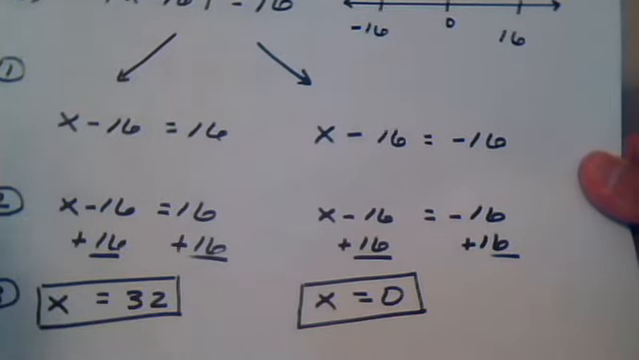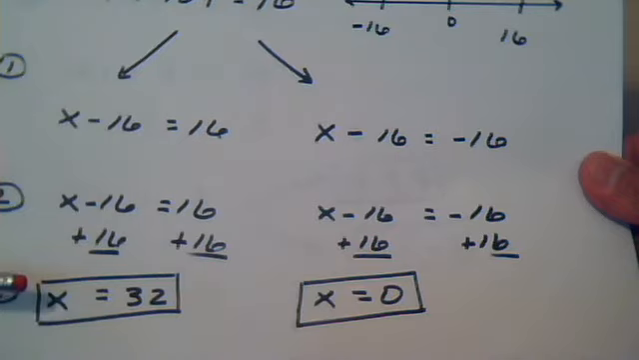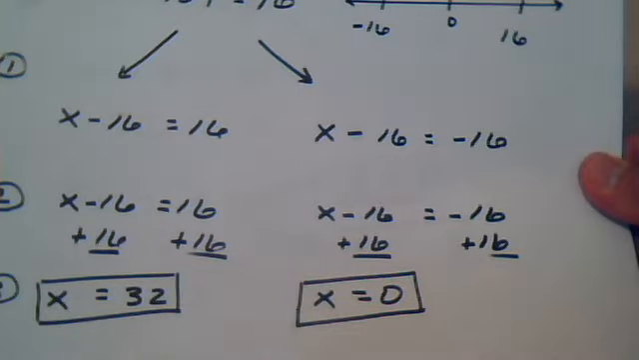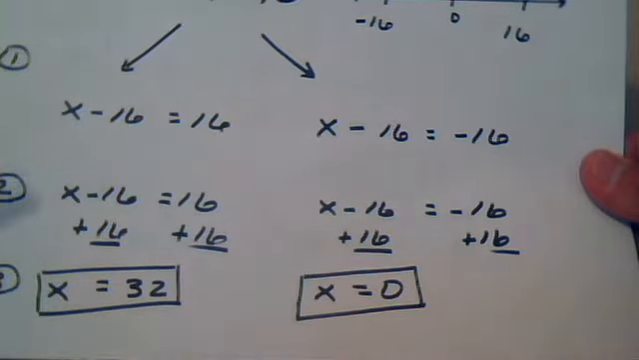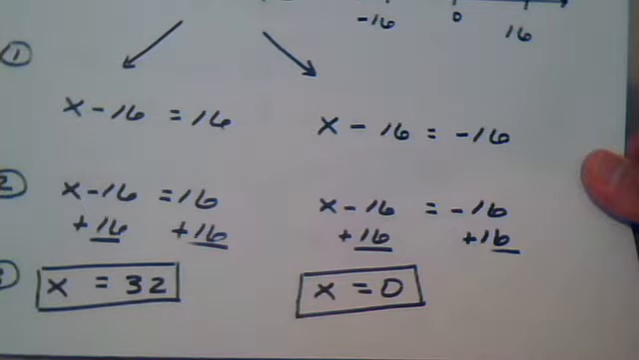So you solve for the x, get that x by itself, and it turns out that x would have to be 32, or x can be 0. That means if you put this 32 here and simplify, you're going to get a 16. And if you put this 0 here and simplify, you're going to get a 16 again.